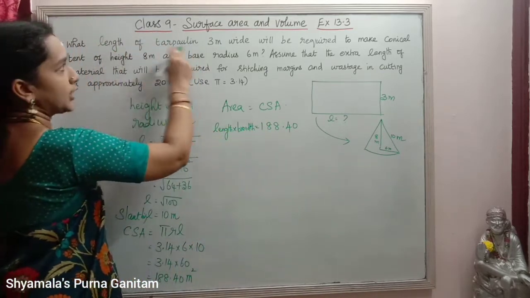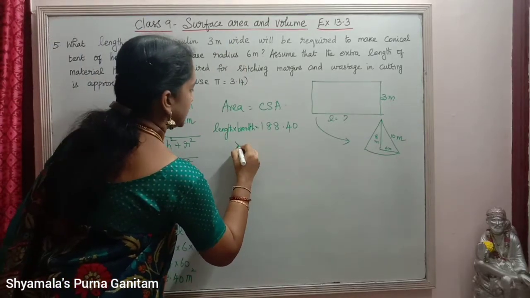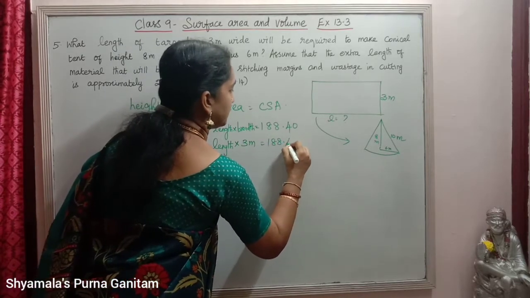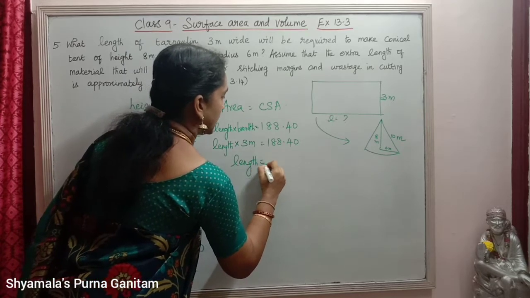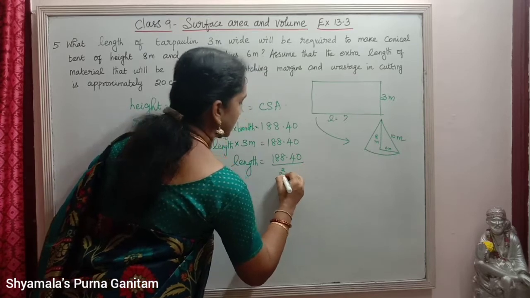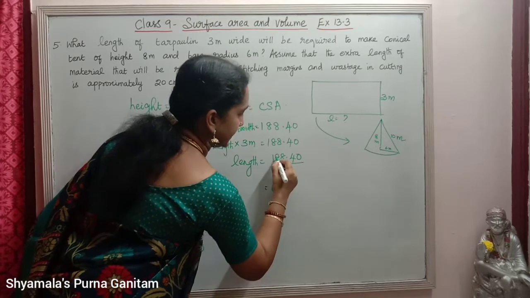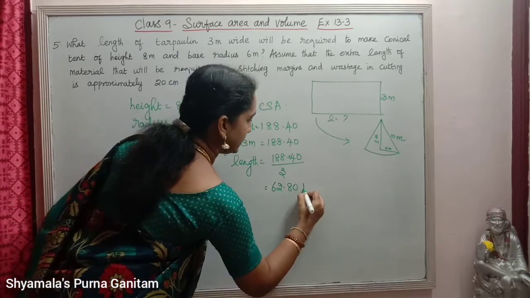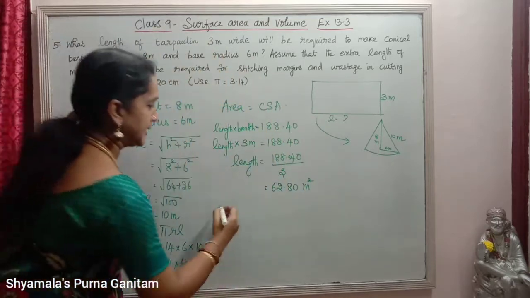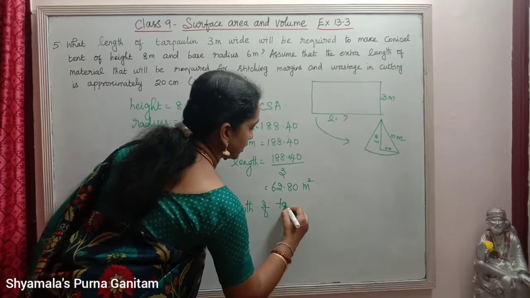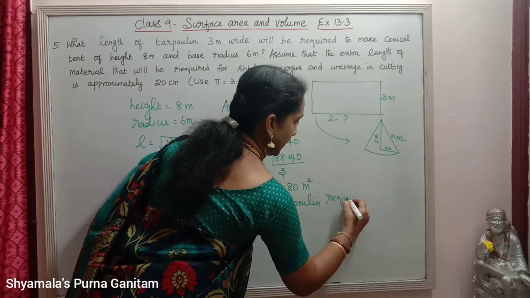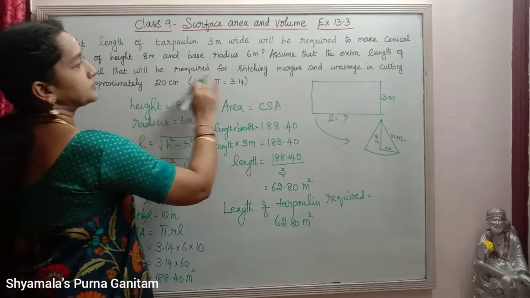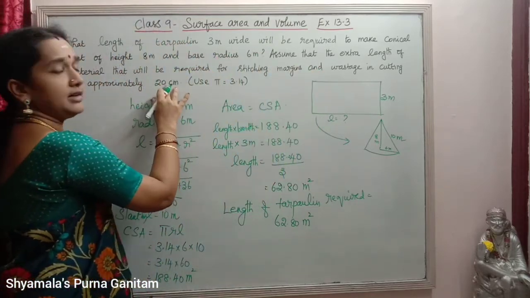For this, 3 meter width is given. Width is nothing but the breadth, so that is 3 meter. So length into 3 meter is equal to 188.40. So length is equal to 188.40 divided by 3. 3 6s are 18, 3 2s are 6, 24, 3 8s are 24, 80. So the length of the tarpaulin required is 62.80 meter.